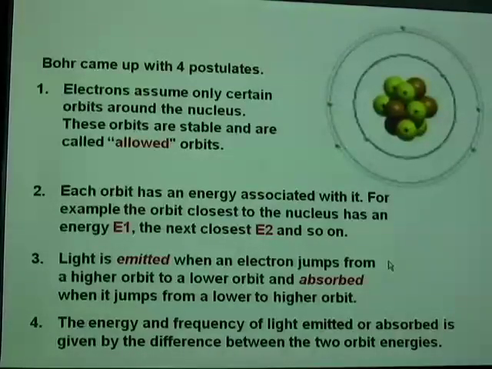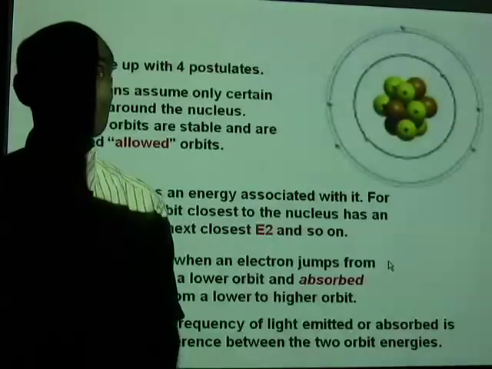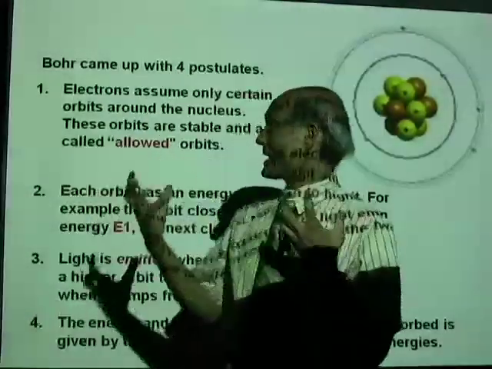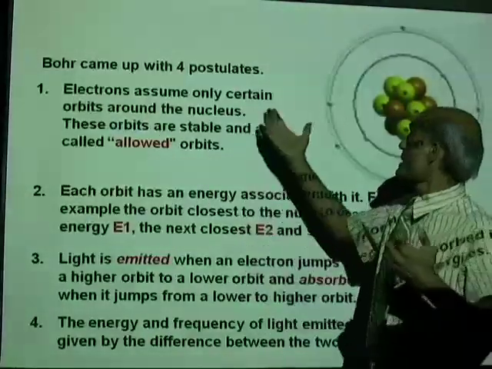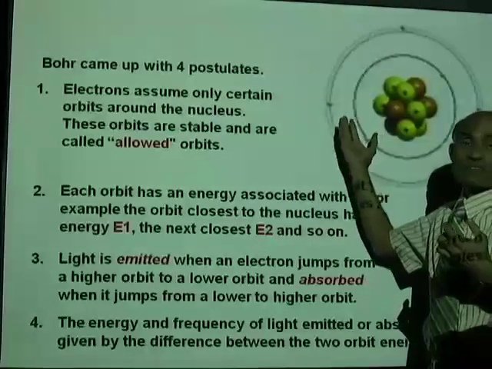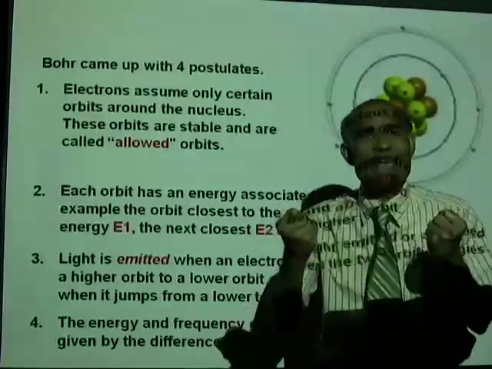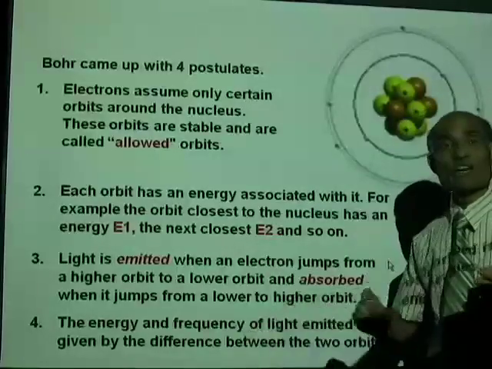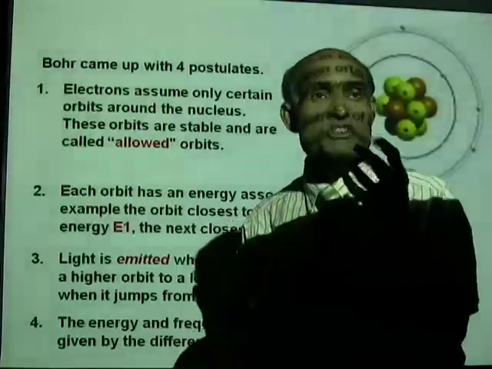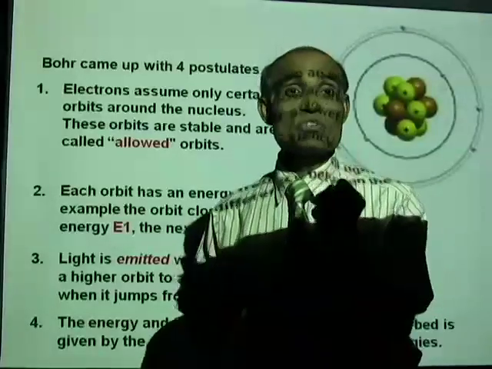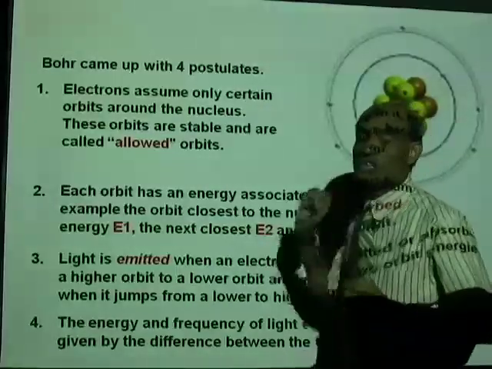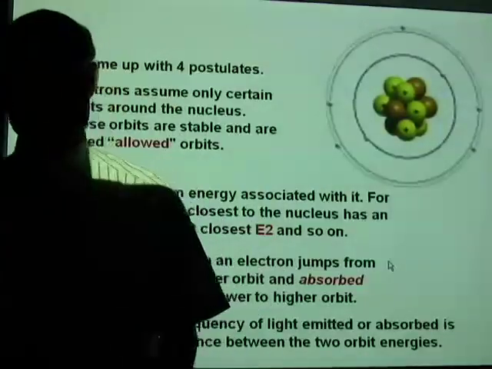And the fourth postulate: the energy and frequency of light emitted or absorbed is given by the difference between the two orbit energies. In other words, when an electron transition takes place from one orbit to the other, the extra energy is radiated, and each radiation has a certain frequency, and that frequency depends on that energy difference. Well, we will talk about that as we move on.